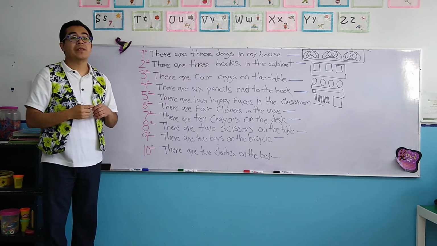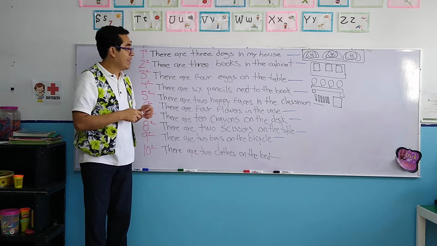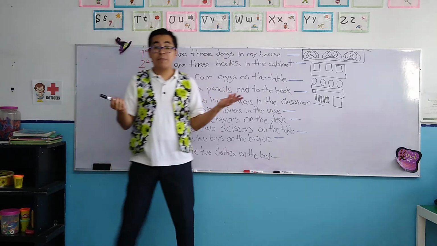The fifth sentence says, there are 2 happy faces in the classroom. We have 2 objects.